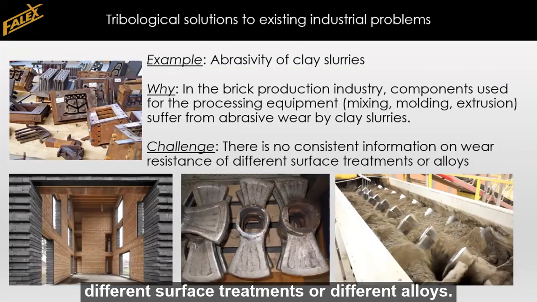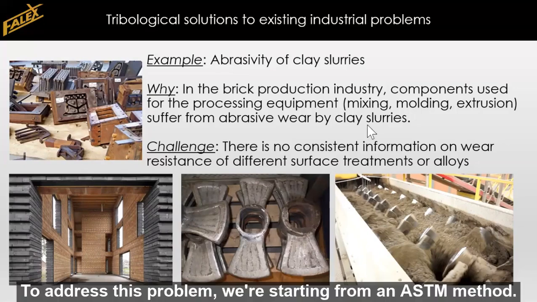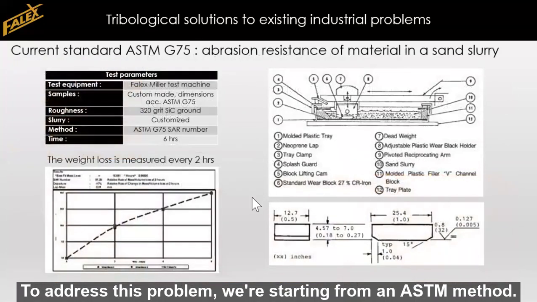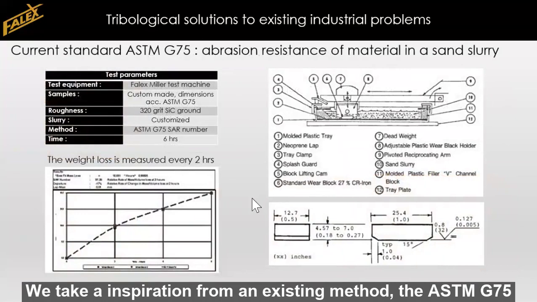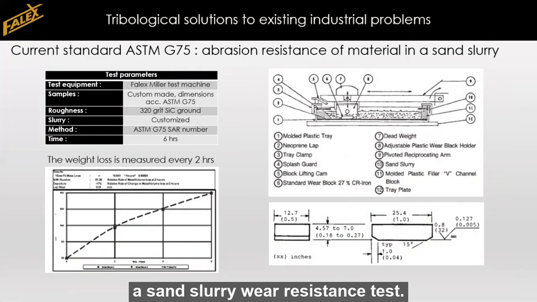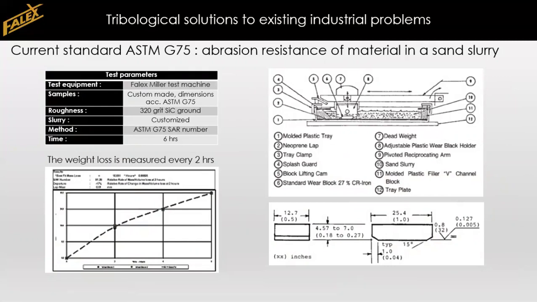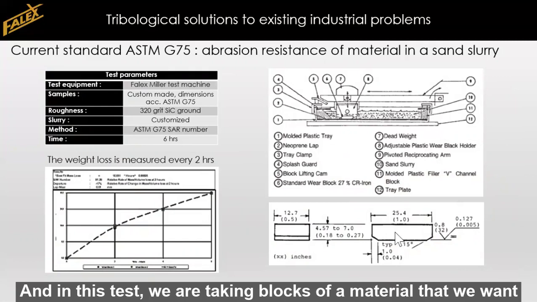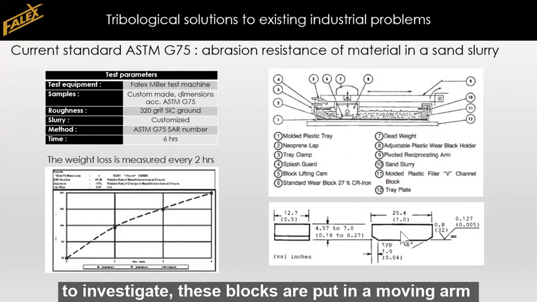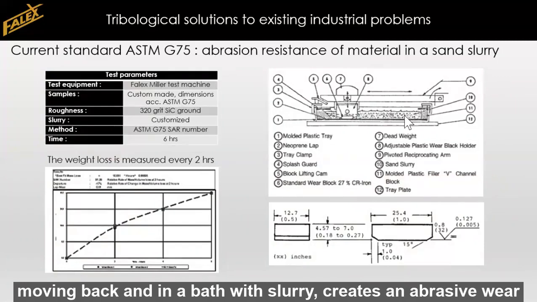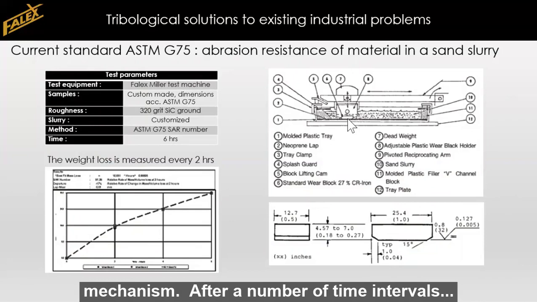treatments or different alloys. So to address this problem, we are starting from an ASTM method. We take our inspiration from an existing method, which is the ASTM G75. It's a sand slurry resistance test. In this test, we are taking blocks of a material that we want to investigate, and these blocks are put in a moving arm, moving back and forth in a bath with a slurry. And the slurry creates an abrasive wear mechanism.